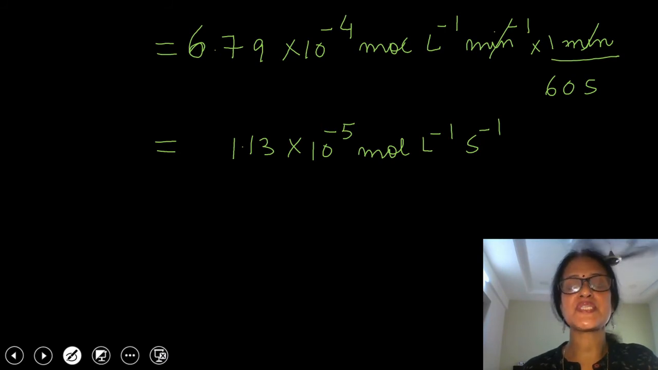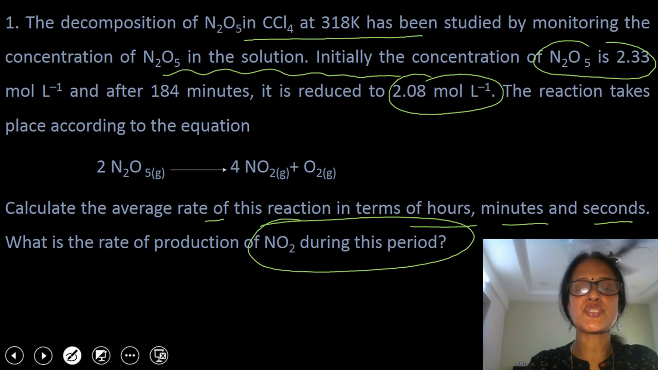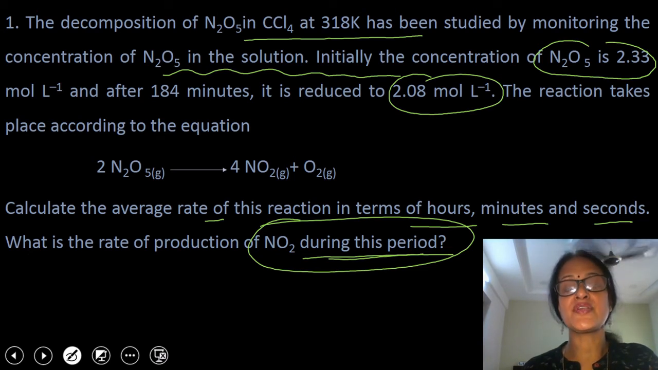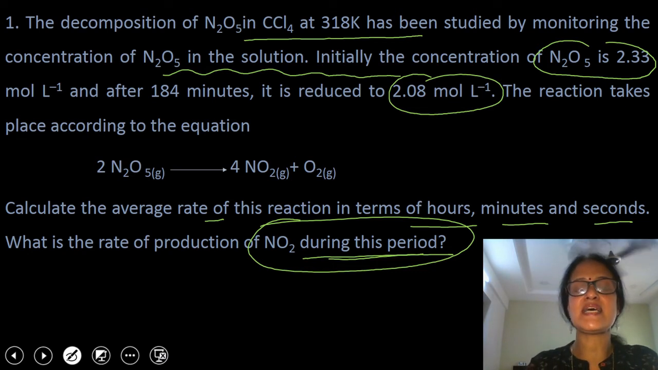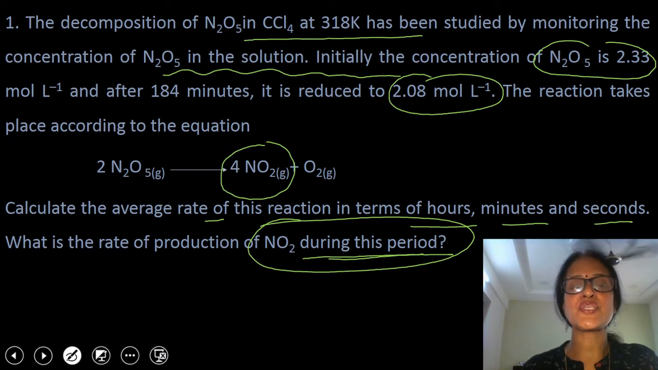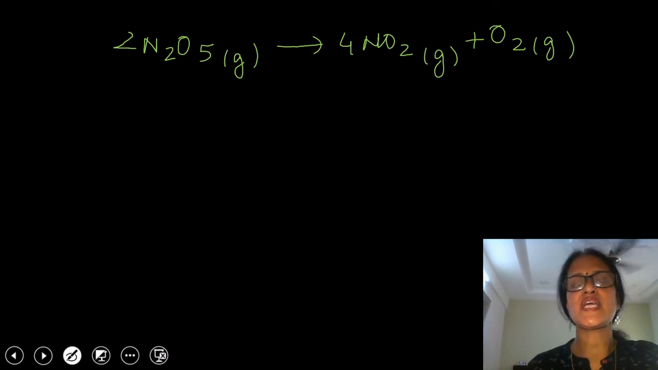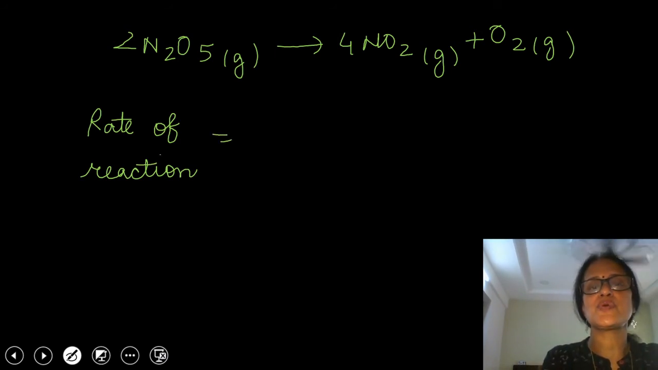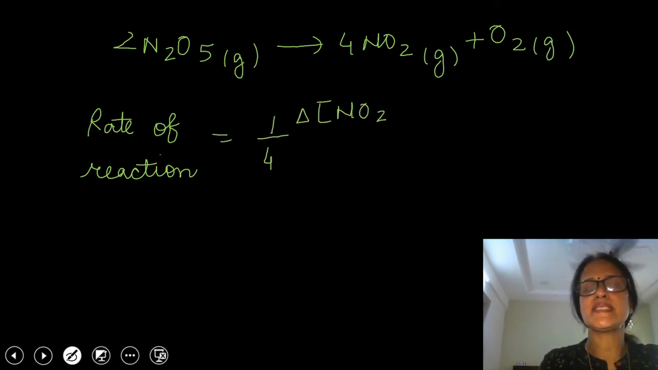The second part of the question, they are asking what is the rate of production of NO2 during this period. So what we will do, we will see what is the relationship between rate of reaction and rate of appearance of NO2. We can see that rate of reaction in terms of NO2 will be equal to 1 by 4 delta NO2 by delta T. So I'll write the rate of reaction in terms of rate of appearance of NO2. So rate of reaction is equal to 1 by 4 delta NO2 by delta T.